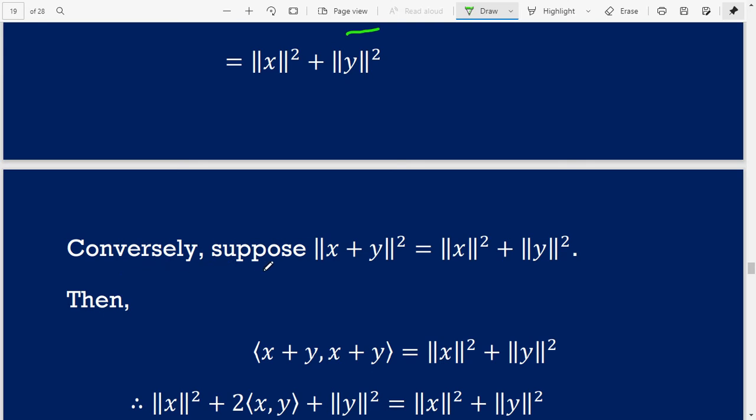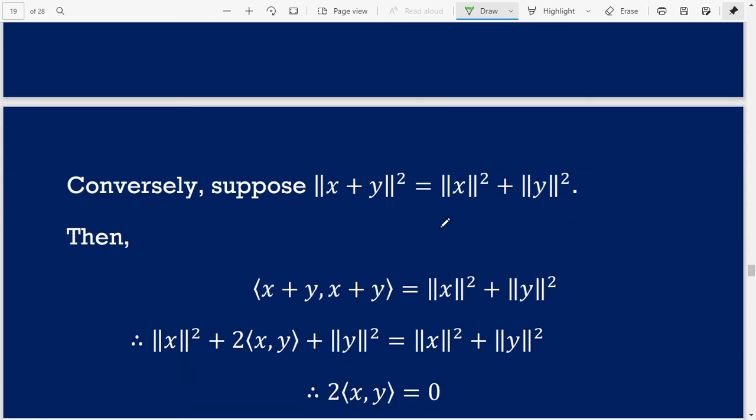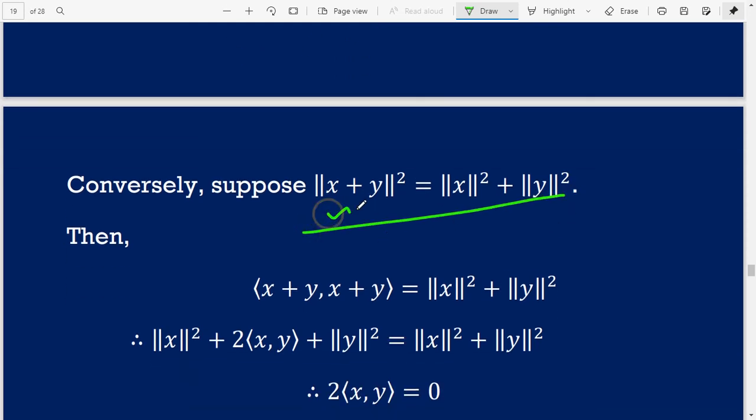Now conversely, suppose norm x plus y squared is equal to norm x squared plus norm y squared. Then norm x plus y squared is equal to inner product x plus y with x plus y, which is equal to norm x squared plus norm y squared. So norm x squared plus 2 into inner product x with y plus norm y squared is equal to norm x squared plus norm y squared.